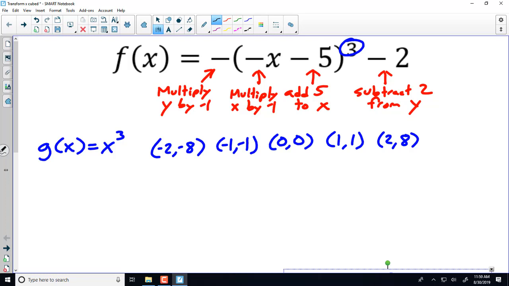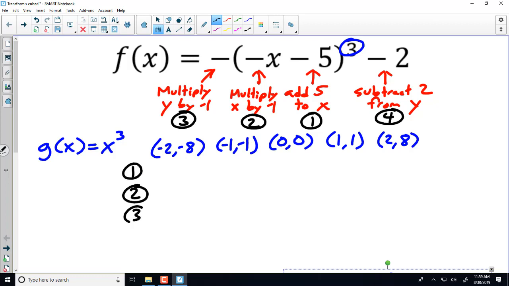All right, we're going to have to do 4 things, everyone. Order does make a difference. We should do the horizontal shift first. We should do the vertical shift last. And multiplying the x by -1 and multiplying the y by -1 can actually be done in any order. But I like to finish with my x's before I move on to my y's. So I'm going to do it in that order. All right, 1, 2, 3, 4.